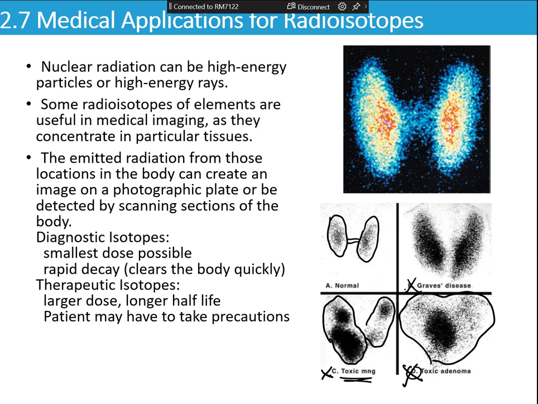So the diagnostic, here's the thing. Diagnostic isotopes, you want to give them the smallest dose possible, and you want the shortest half-life so that it clears from the body quickly. So if it's only 13 hours, if they give you a dose of 100 to do your scan, within 13 hours, half of that's gone. In another 13 hours, we're down to 25%, so half of the half. In another 12 hours, so in a couple of days, it's to nothing.